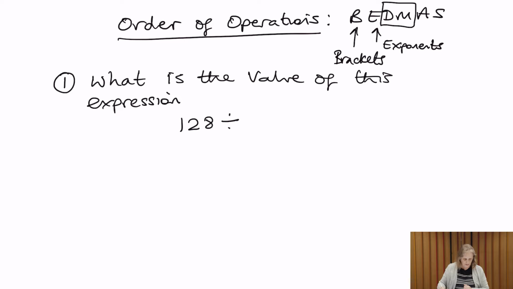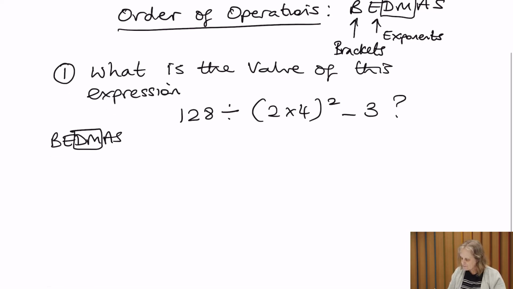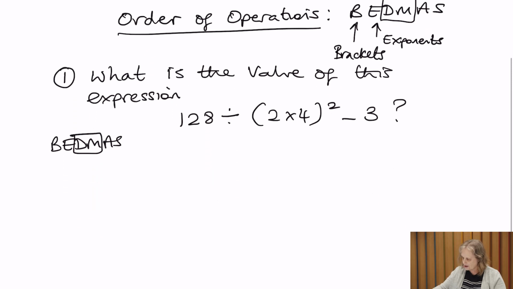So we have this question here. What I normally do is I write BEDMAS here, and I always put my box around division and multiplication. With this expression, we're going to look at what's in the bracket first of all and work out that value. So I am going to write this step by step down the page. We're not going to do anything with this value first of all. We're just going to work out what's in the bracket.